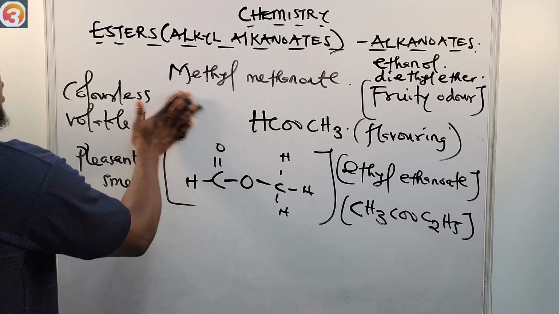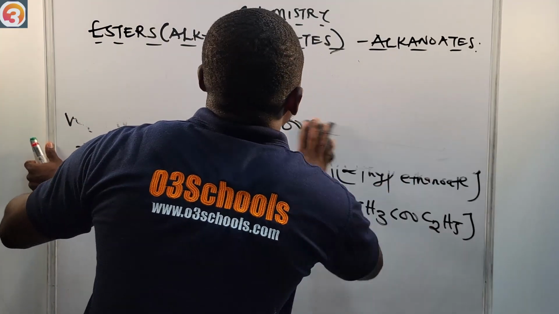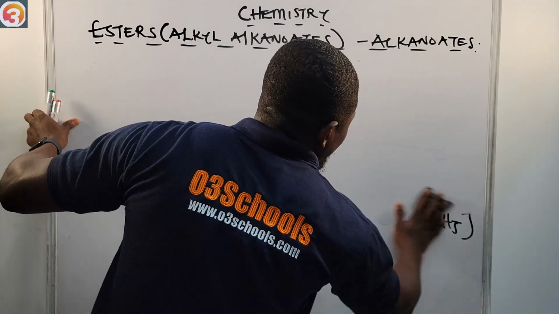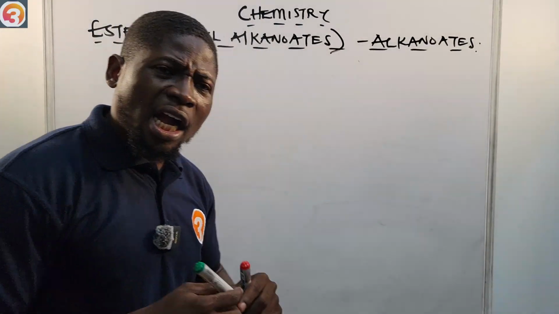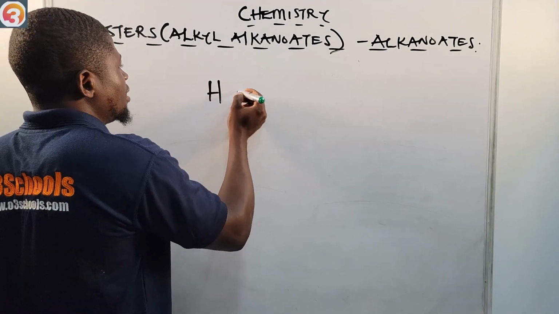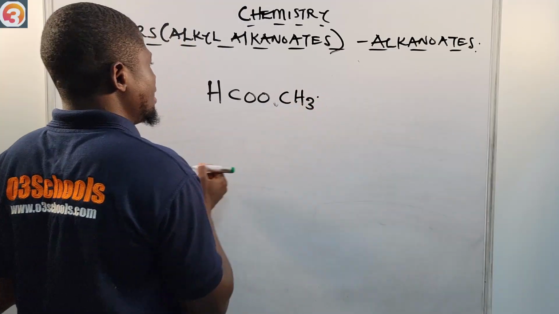So now let's talk about how we can name some simple esters. Let us look at them. Let's see the first ester. That's methyl methanoate. We have seen HCOOCH3 as our methyl methanoate.